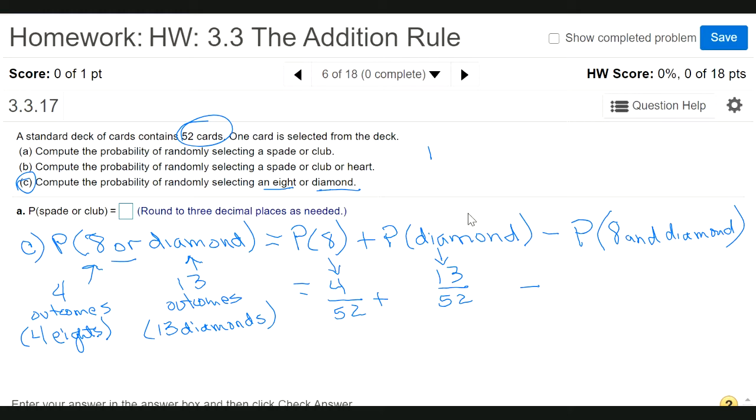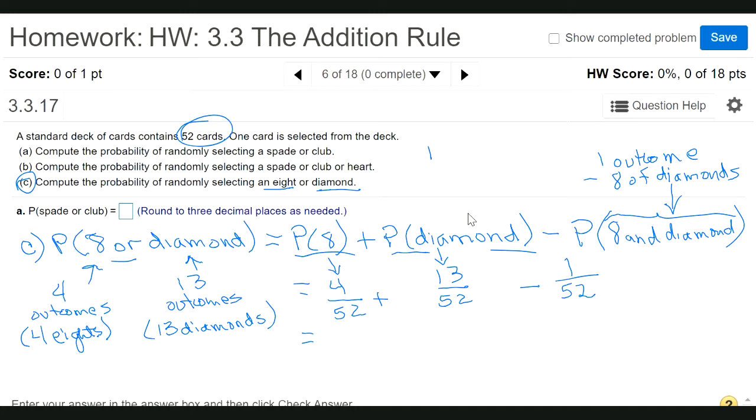The probability that the card we drew is both an 8 and a diamond. There's only one way that can happen. That's the 8 of diamonds. There's only one card that's both. But that is an overlap. That's one card that we counted in with the 8s, and we counted it in with the diamonds, so we counted it twice, so that one card, that's the 8 of diamonds, needs to be subtracted off, and it's still out of 52. All of your denominators are 52.